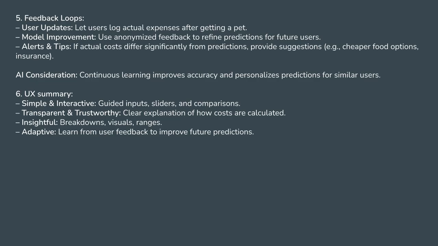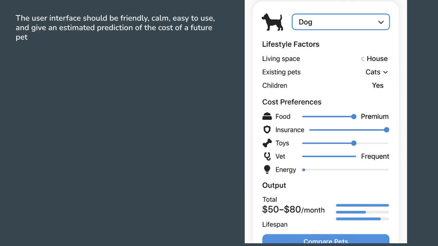6. UX summary: simple and interactive. Guided inputs, sliders, and comparisons. Transparent and trustworthy. Clear explanation of how costs are calculated. Insightful: breakdowns, visuals, ranges. Adaptive: learn from user feedback to improve future predictions. The user interface should be friendly, calm, easy to use, and give an estimated prediction of the cost of a future pet.